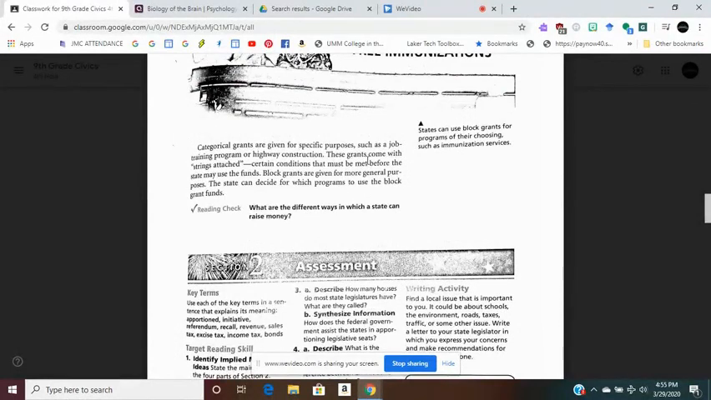Categorical grants are given for specific purposes such as a job training program or highway construction. These grants come with strings attached, certain conditions that must be met before the state may use the funds. Block grants are given for more general purposes. The state can decide for which programs to use the block grant funds.